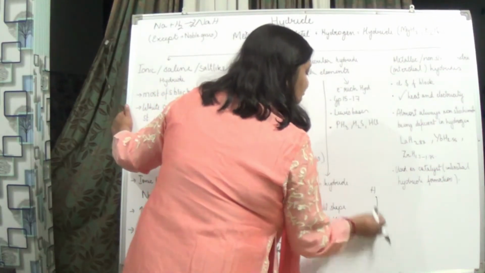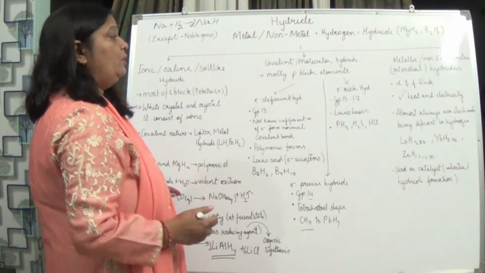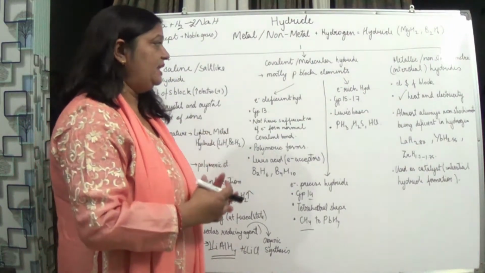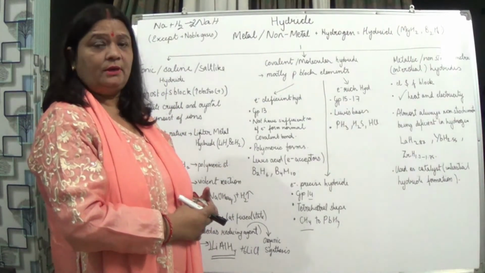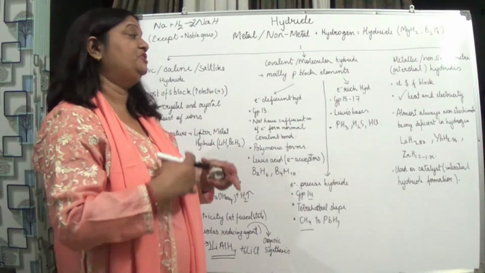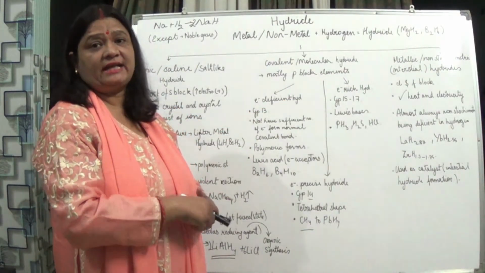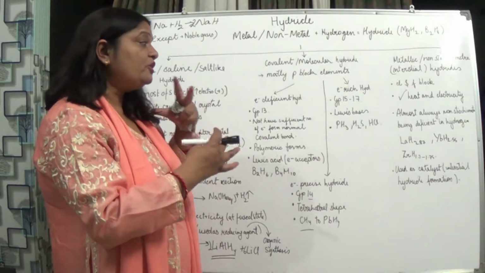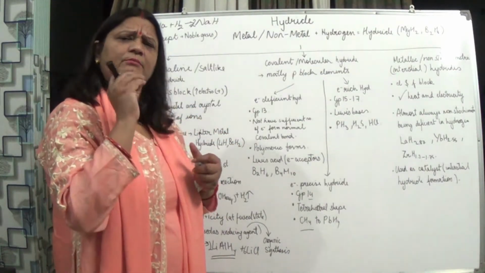Now coming to metallic or non-stoichiometric interstitial hydrides. These are formed by d and f block elements. Their atomic number is high, isn't it? They have the property to conduct heat and electricity. They are mainly the transition metals and the inner transition metals. They always form non-stoichiometric hydrides, which are deficient in hydrogen in a very minute form.